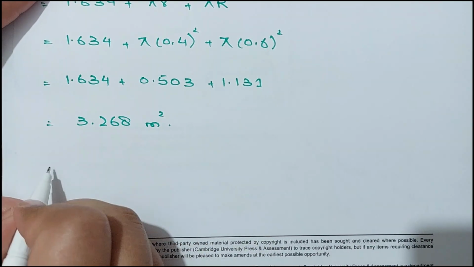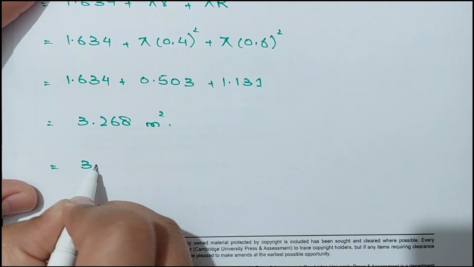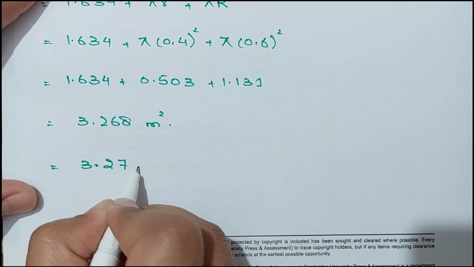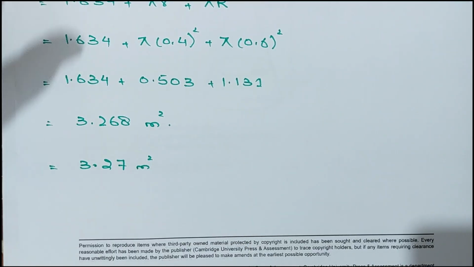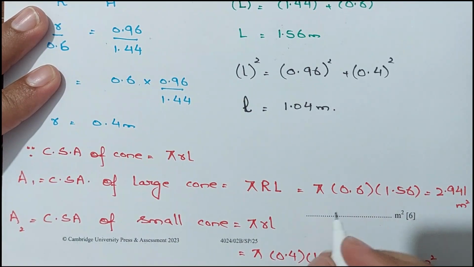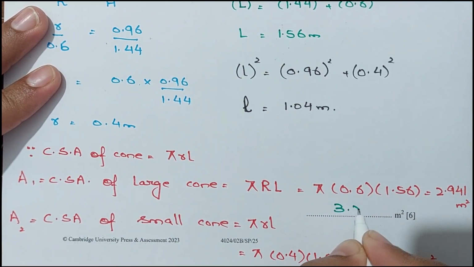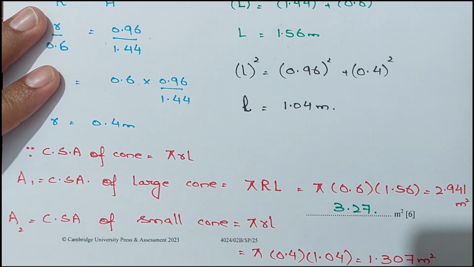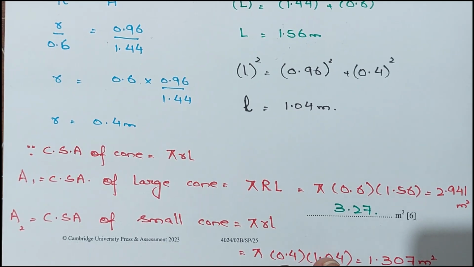So the simplified answer is 3.27 meters square. That would be the total surface area of the frustum. So we can write this down over here, 3.27, a meter square. So that's the last question of our paper.